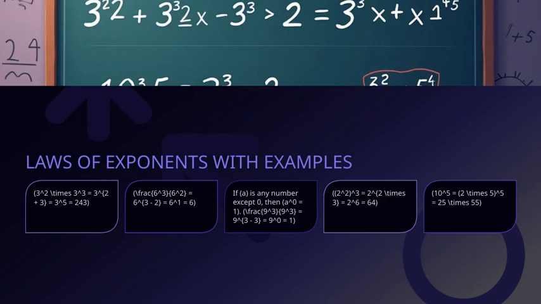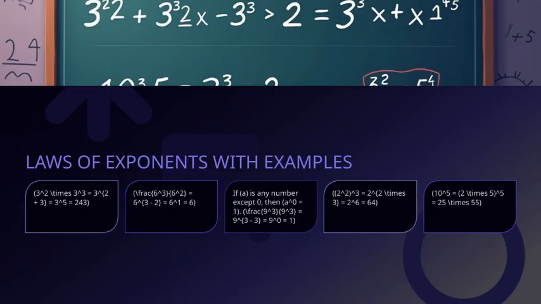This is a fundamental concept because it helps us understand exponents as a whole. Moving on, when we raise a power to another power, we multiply the exponents. For instance, 2 squared raised to the third power becomes 2 to the 2 times 3, which is 2 to the sixth power, and that equals 64.